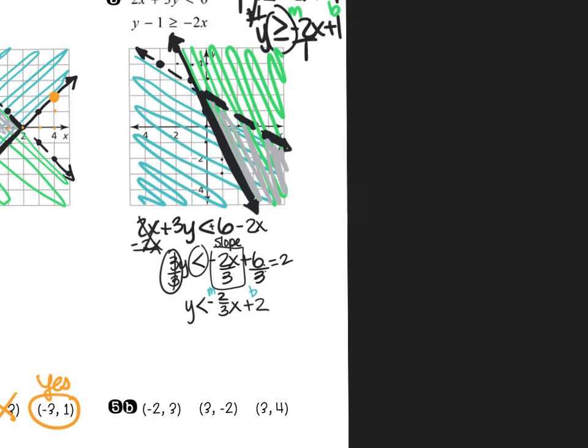So negative 2, 3 is left 2 and up 3, which is on the one inequality's solution, but not in both, so not in the overlap area. 3, negative 2 will be right 3, down 2. So right here, that is in the overlap, so it's a yes. And then 3, 1, 2, 3 right, 4 up is only in the green, so not the overlap.